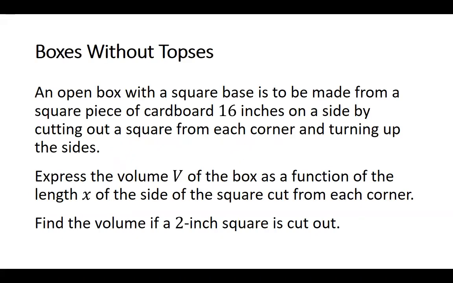So here we go. Boxes without tops. An open box with a square base is to be made from a square piece of cardboard 16 inches on a side by cutting out a square from each corner and turning up the sides. Express the volume V of the box as a function of the length x of the side of the square cut from each corner. Find the volume if a 2-inch square is cut out.